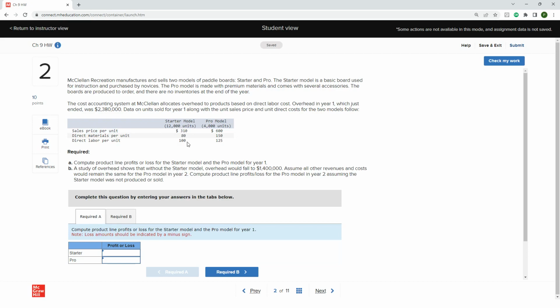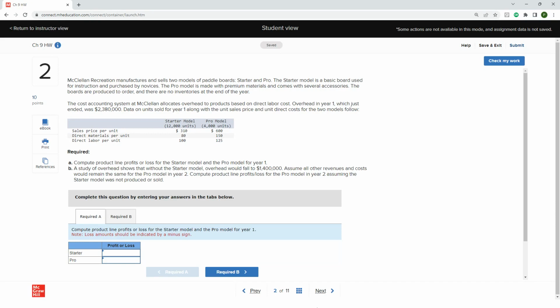Also, for the overhead, it says that overhead is allocated based on direct labor cost. So we're going to have to calculate the direct labor cost by doing $100 times the 12,000 units, and then add 125 times the 4,000 units to be able to calculate the percentage to use to multiply with direct labor cost. But everything else is the same, so I'll let you guys do that on your own.